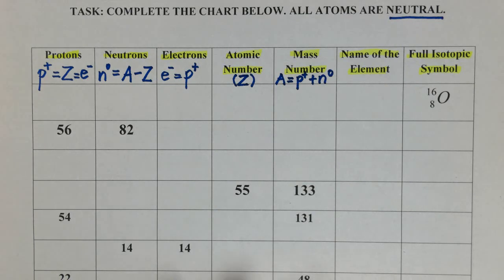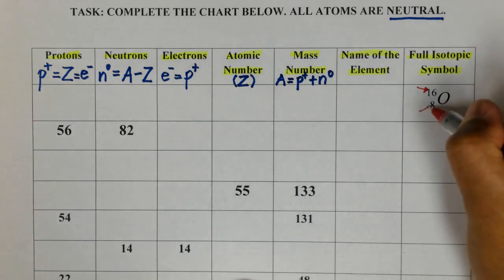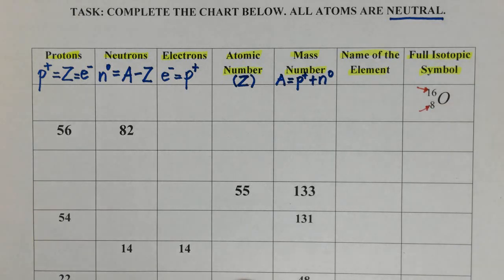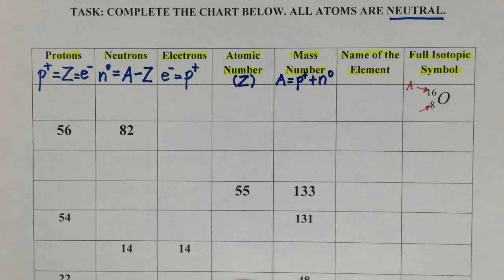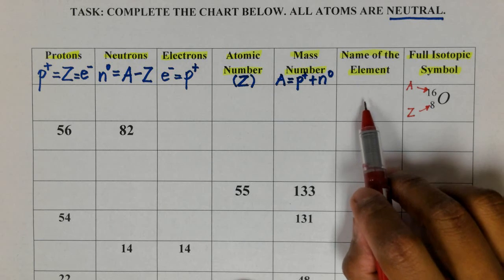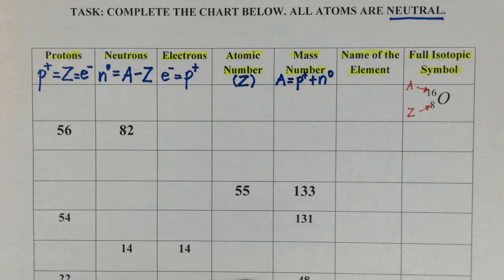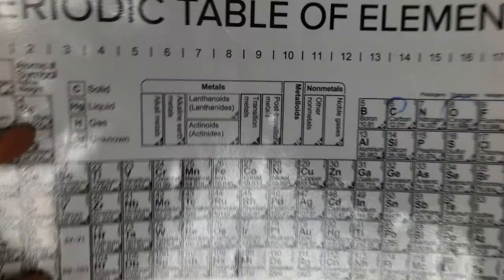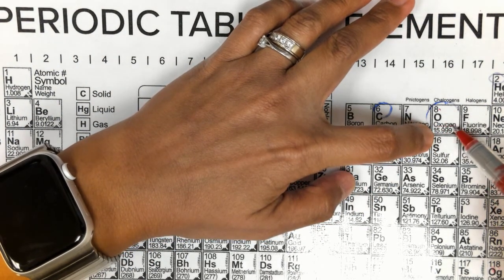The first item here is 16 and 8. What does 16 mean, and what does 8 mean? I go back to the format. The 16 on top is my A, the mass number, and the 8 is always the atomic number Z. I look at the name of the element because it's very simple. I look for O with an atomic number of 8 on the periodic table, and I see the name here: oxygen.